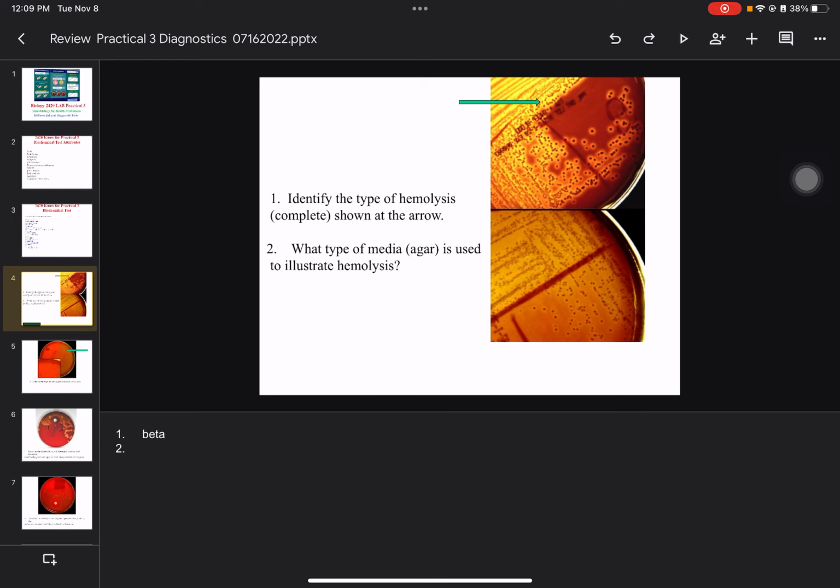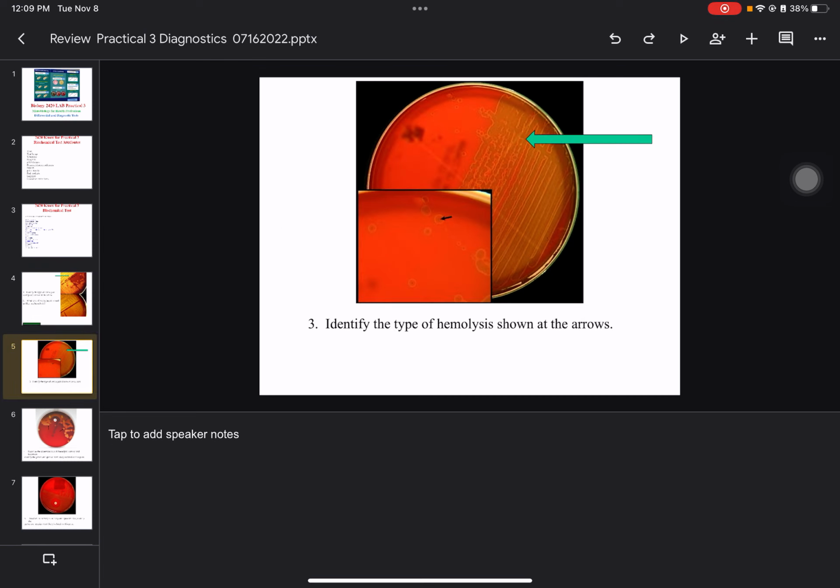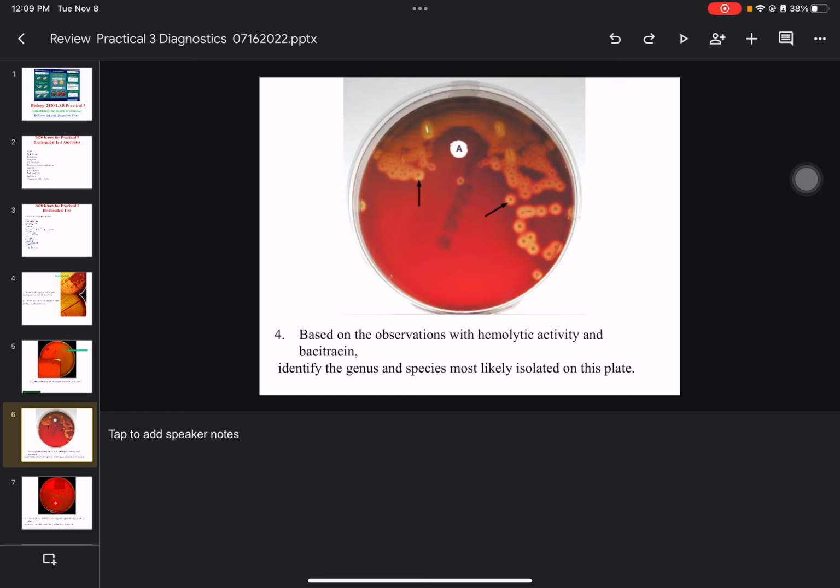Okay? So, what type of media is this? 5%. 5% what? Sheep's blood. 5%. Very good. So here, identify the hemolysis. Is that green? Yes, green. Alpha. So that's not a good way to say it, is it green, right? Because you're having me confirm that. So you would say, can you tell me what the area looks like, and I'll say it's a green area, all right? We know you didn't mean it that way.